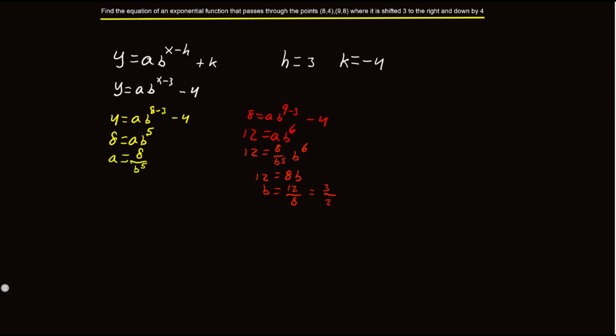And we could just plug b into a, where we will get a is equal to 8 divided by 3 over 2 to the power of 5. That is 3 to the power of 5 over 2 to the power of 5, so it is going to be 243 divided by 32. And now what we can do is go ahead and multiply 8 times 32, which gives us 256 divided by 243.